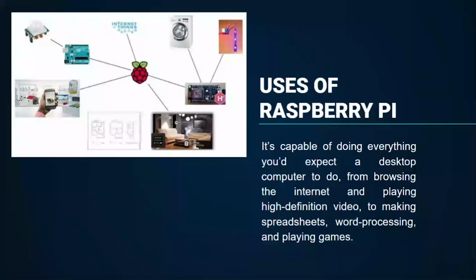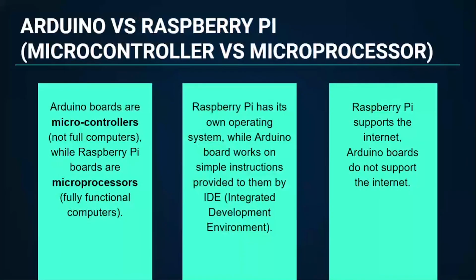So now we're going to differentiate between a Raspberry Pi and an Arduino. Arduino is a microcontroller and the Raspberry Pi is a microprocessor. If you look at the Arduino board, it has an integrated chip. That is the only thing it has, the heart of the Arduino board, and that is called a microcontroller. Whatever Arduino does is through that.